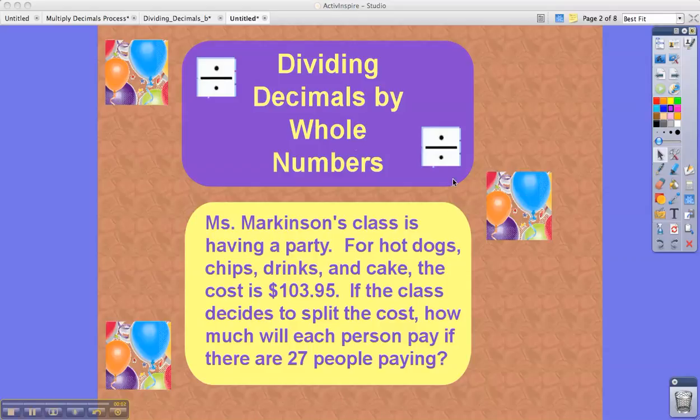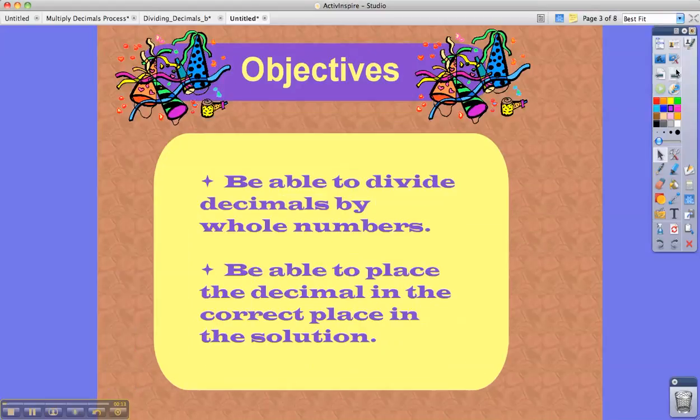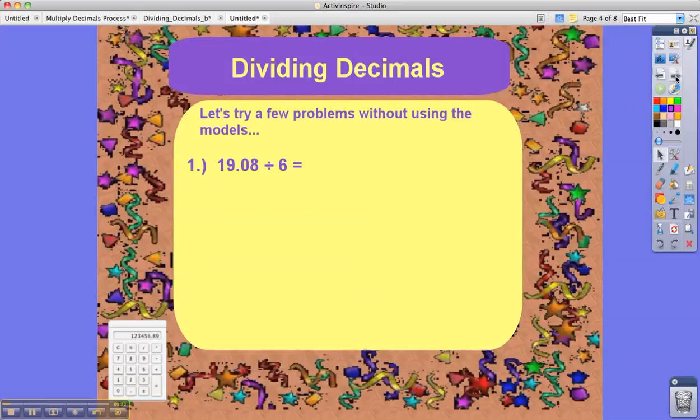Hey guys, today we're going to go ahead and talk about dividing decimals by whole numbers. So it's going to be when we have a decimal number on the inside of our house and a whole number on the outside. Our objectives today are to be able to divide decimals by whole numbers and to be able to place the decimal in the correct place in the solution. We're going to look at a few examples.